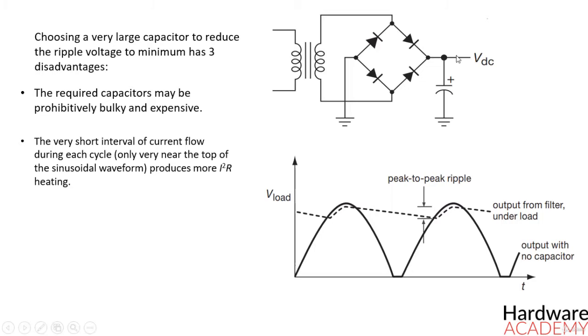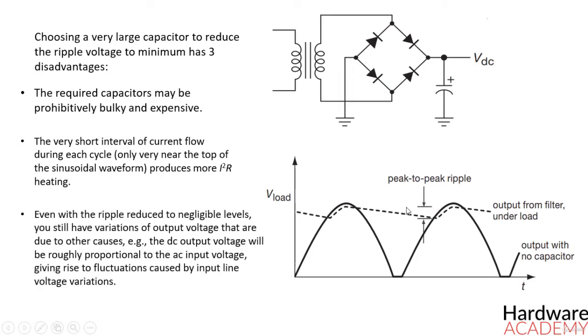The last disadvantage is that even with the ripple reduced to negligible levels, you still have variations of output voltage that are due to other causes. For example, the DC output voltage will be roughly proportional to the AC input voltage, giving rise to fluctuations caused by input line voltage variations. In addition, changes in load current will still cause the output voltage to change because of the finite internal resistances of the transformer, diode, etc. In other words, the Thevenin equivalent circuit of the DC power supply has a resistance higher than zero.